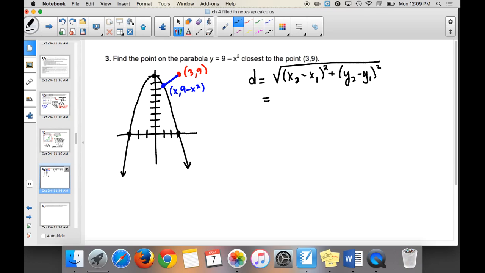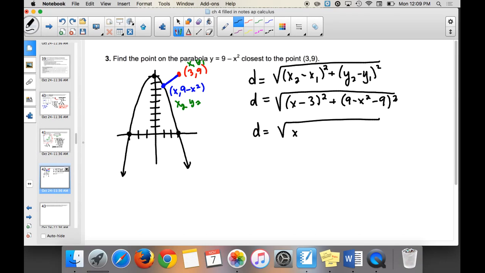All right, so we're going to replace x2 and y2 with x and 9 minus x squared. So we're going to have the square root of x minus, and then x1, y1 is going to be our 3 comma 9. So x minus 3 squared plus 9 minus x squared minus 9 squared. Do you guys see what I'm saying there? So this is like our x2, y2, and this is our x1, y1. Okay, we're just going to kind of simplify before we take the derivative.